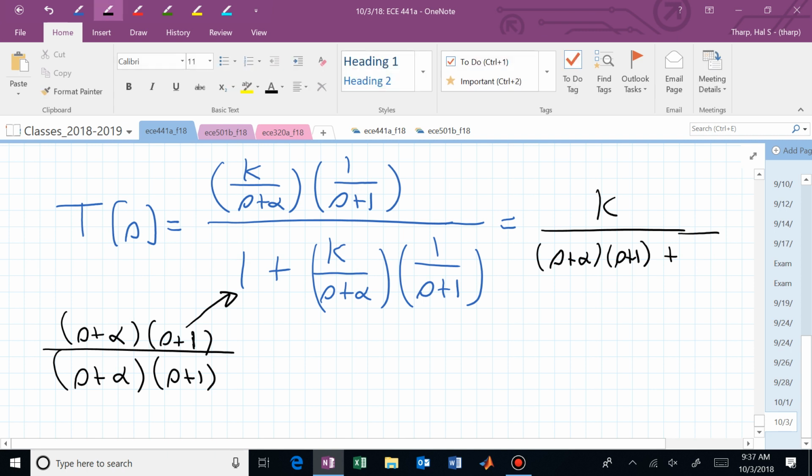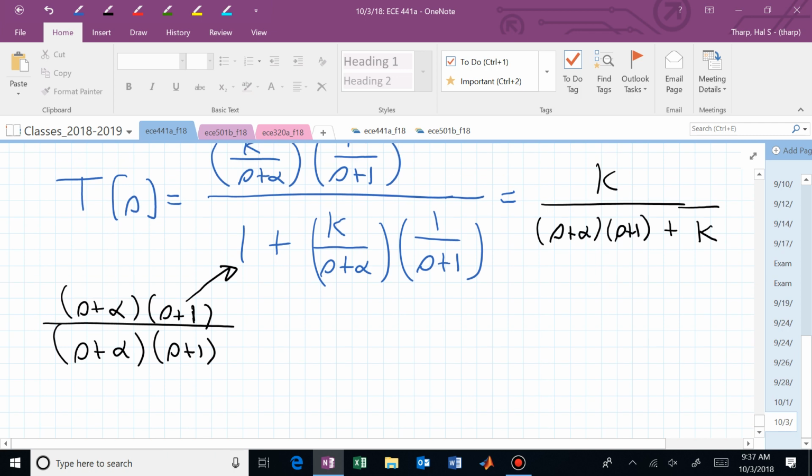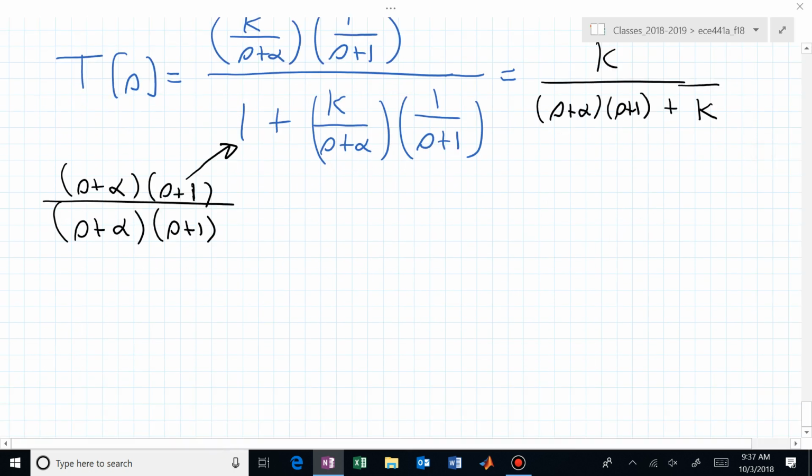Boy, I'm having trouble with K. Questions on that? There's our transfer function between the reference input R and the output Y.